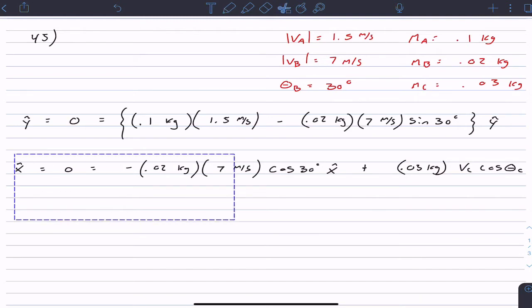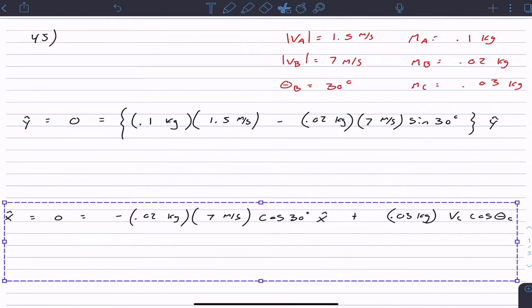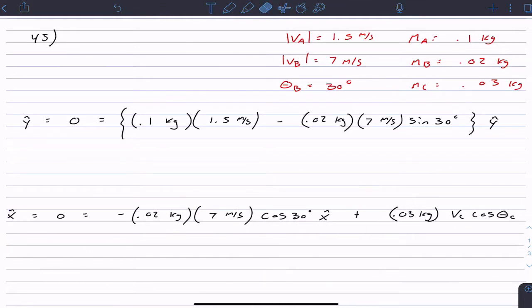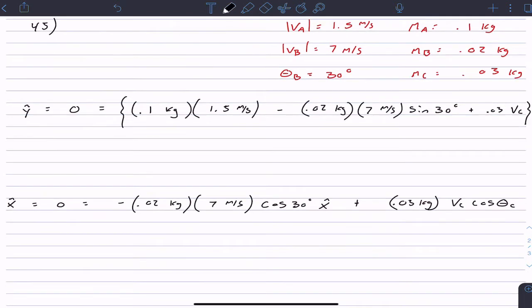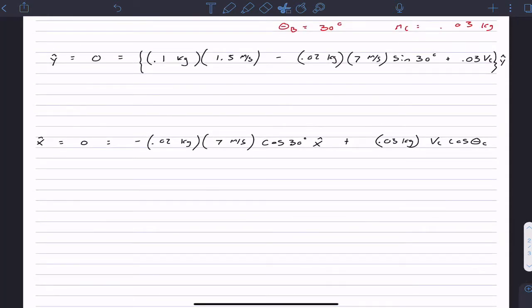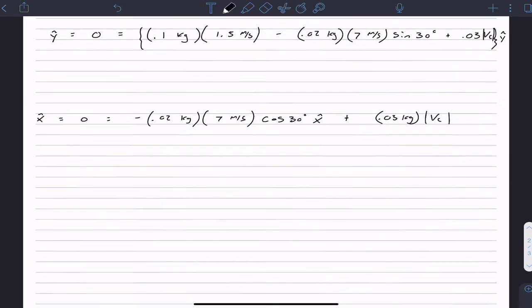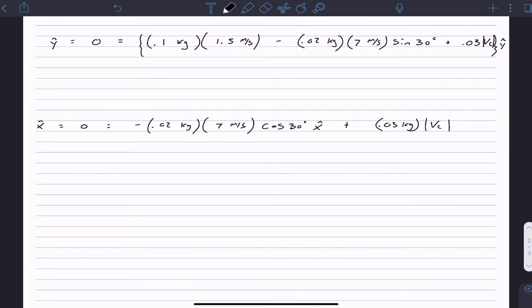So I forgot to write down C for the y direction too. So this is true for the x direction, but also for the y direction, we do have plus 0.03 times, we'll call it, we're looking for the velocity, right? So there's that in the y direction. Have to include that, okay? And then we solve for VC. So what we can actually do is just look for the magnitude of VC in each direction, and then we can break it out into component form and find the angle. So here's what we'll do.